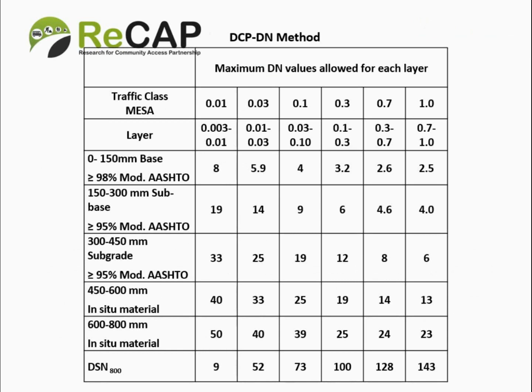As you can see, the numbers in the rows and columns are DN values. As you know, a strong material requires a lot of blows to get through it. So these are limits. You must always have a stronger material than the values quoted here. Again, very simple to look up the chart.